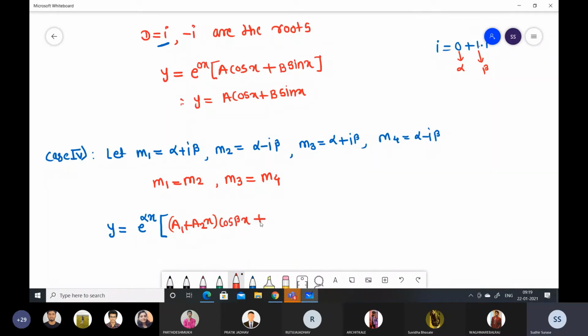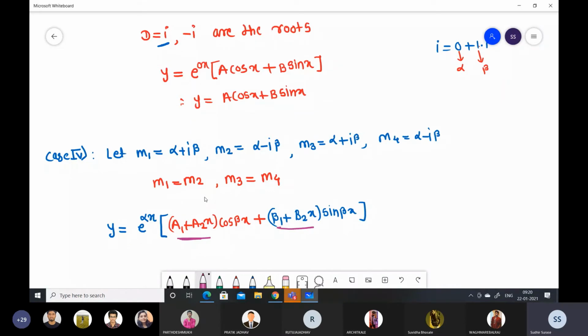beta x. Similarly, instead of writing b as only a constant, you have to write b1 plus b2x, bracket complete, and then sine beta x. That adjustment you have to do. What is the adjustment we did here? Instead of arbitrary constant a, we have written a1 plus a2x, and instead of b, we have written b1 plus b2x. This is the case where we have repeated complex roots.